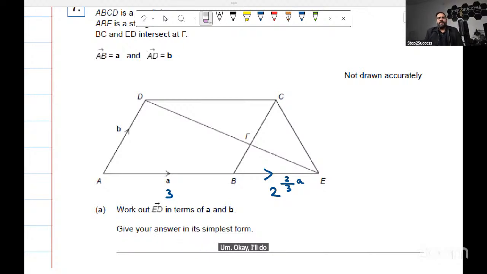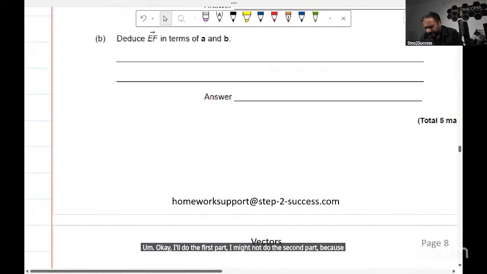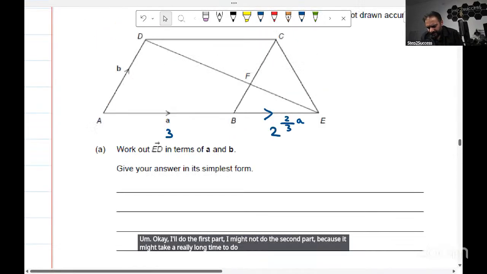Okay, I'll do the first part. I might not do the second part because it might take a pretty long time to do. Oh, maybe I'll see. I'll see.